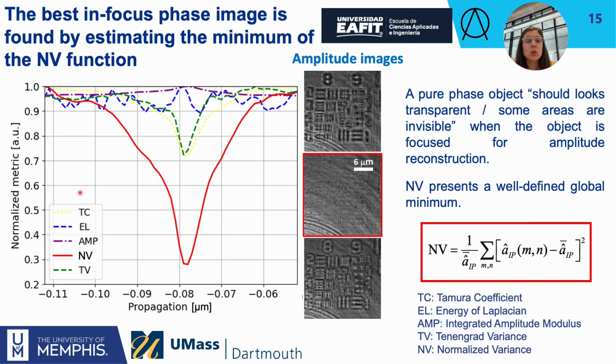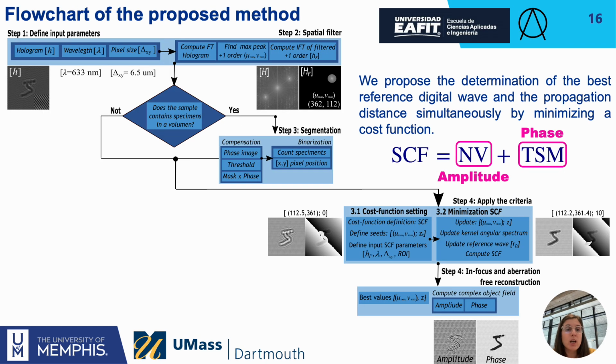We can show that from all those sharpness metrics, the normalized variance has a really deep minimum value when the sample is focused. Look, when the sample is focused, if your sample is a phase sample, that means your reconstructed phase image needs to be almost transparent, right? We also identified that the Tamura coefficient and the Teragram variance also have minimum values, but if you look at the slope, the depth is going to be higher for the normalized variance, so that's why we chose the normalized variance as the metric to minimize and put in our framework.